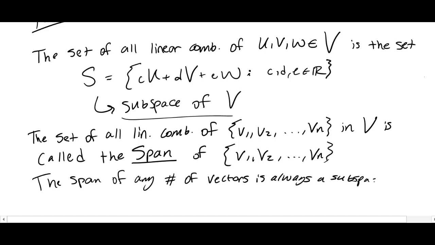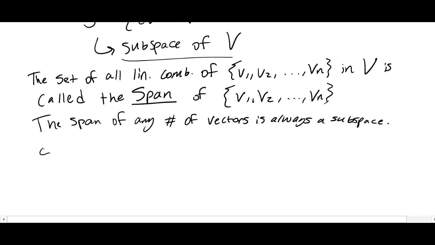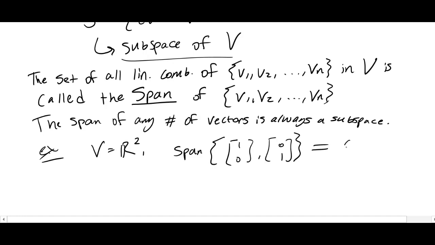In some sense, it's the smallest possible vector space containing all of those vectors in the set. So for example, if V is just R2, then the span of these 2 vectors, (1, 0) and (0, 1), is all of R2. So it's definitely a subspace.